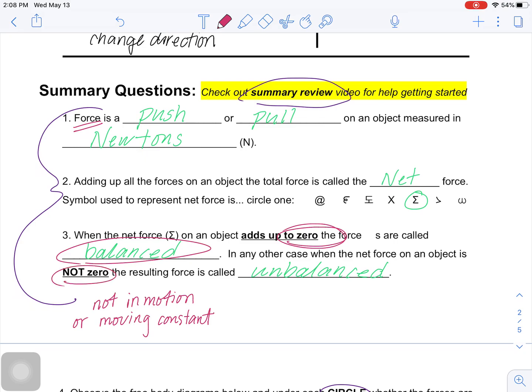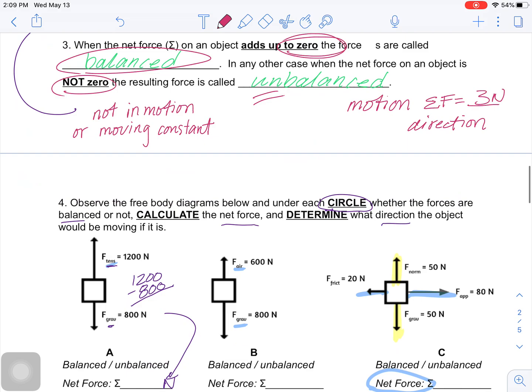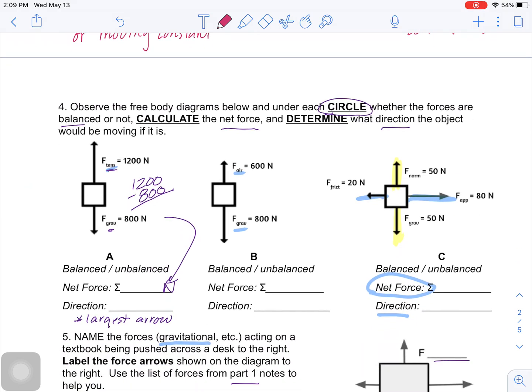So when that net force is balanced or adds up to zero, that's what we know about the object's motion. In the other case where the net force is anything but zero, then we call that unbalanced. And so that clues us in that the object is in fact in motion. So remember, when we get a net force that's unbalanced, we get a value, let's just say 3, measured in newtons, and then we also get a direction: left, right, up, or down, and that is determined by the arrows that show up on that diagram.